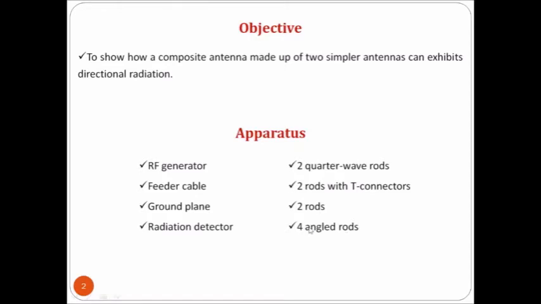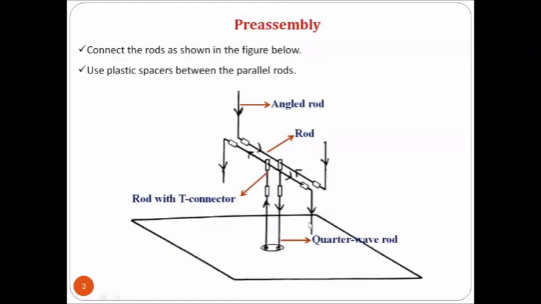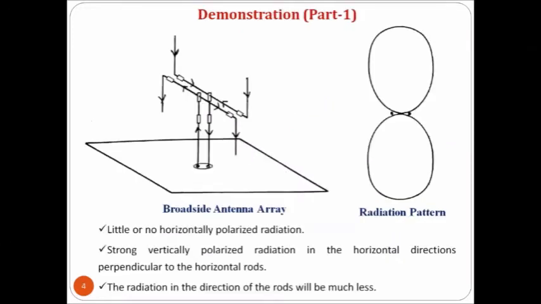As a pre-assembly, connect the different kinds of rods as shown in this figure and use the plastic spacers between the parallel rods to hold the rods firmly. Now, in part 1 of the demonstration, the antenna elements are oriented in a manner that the broadside radiation pattern will be observed. Broadside means in the direction perpendicular to the axis of the array. Switch on the RF power and perform the antenna matching procedure.